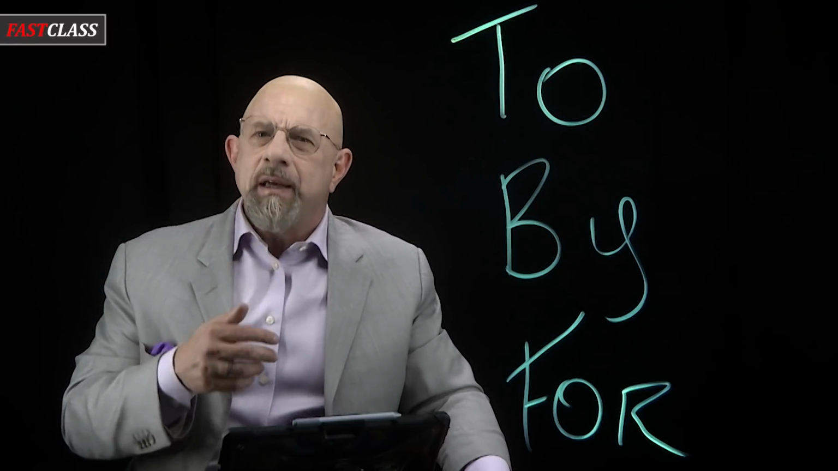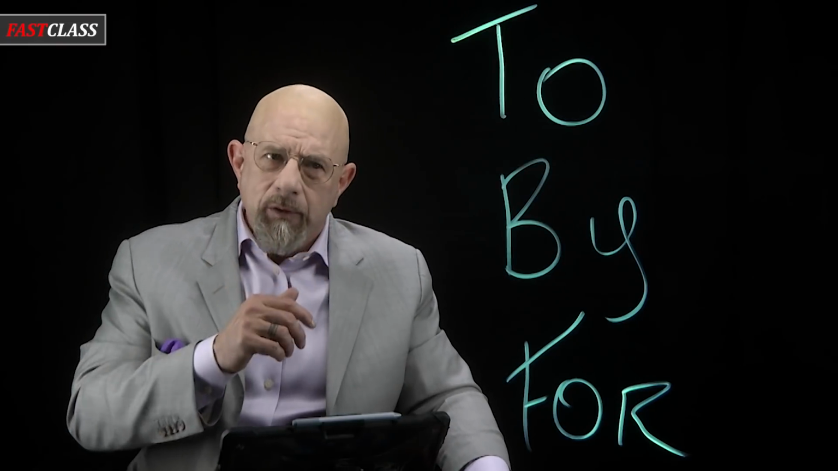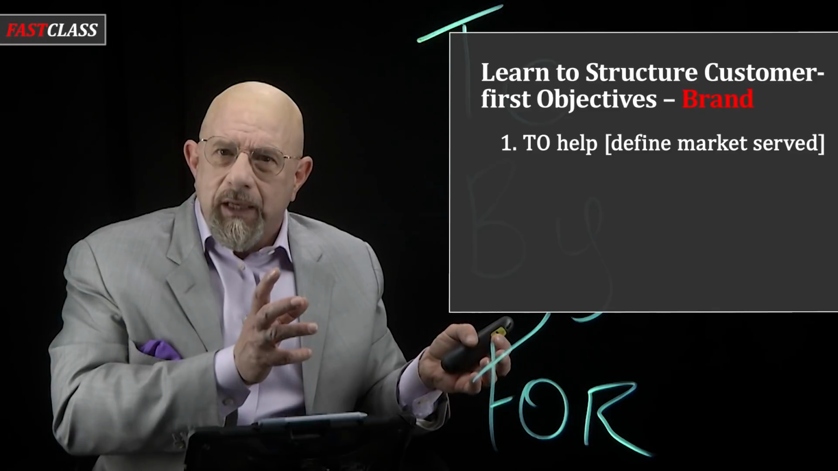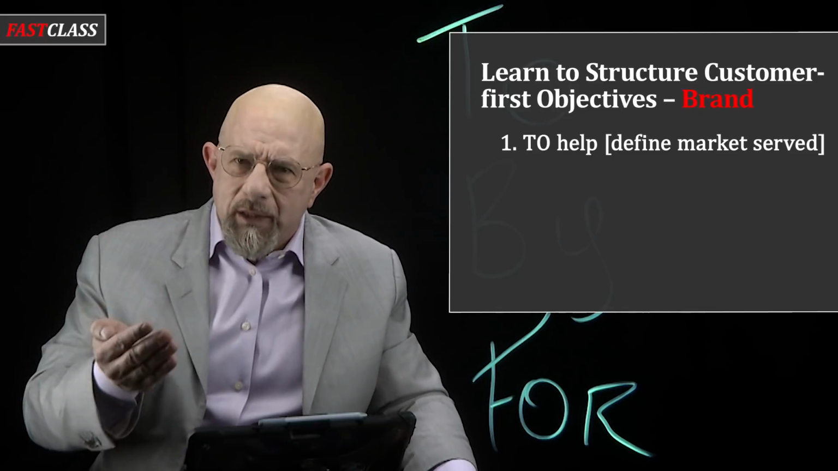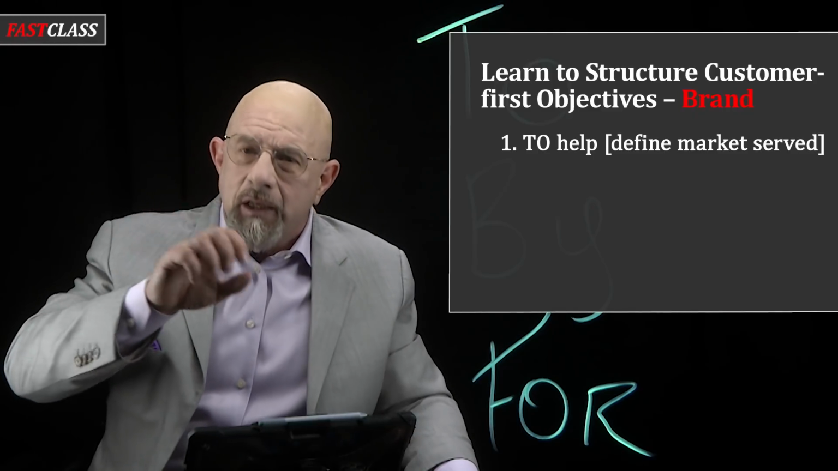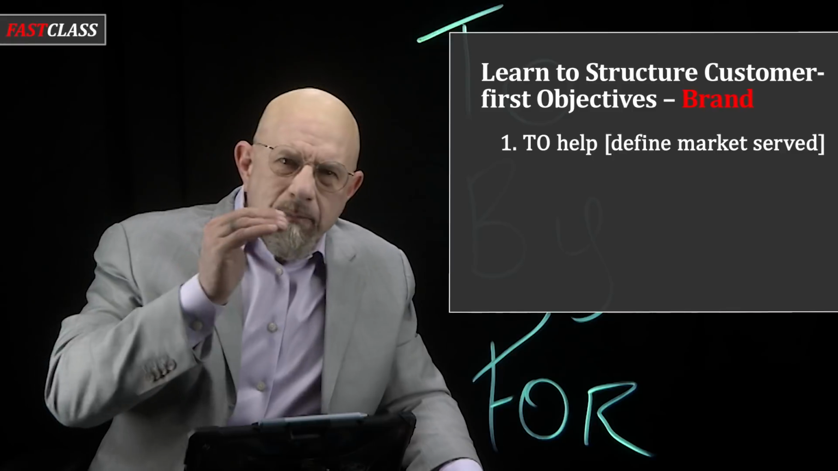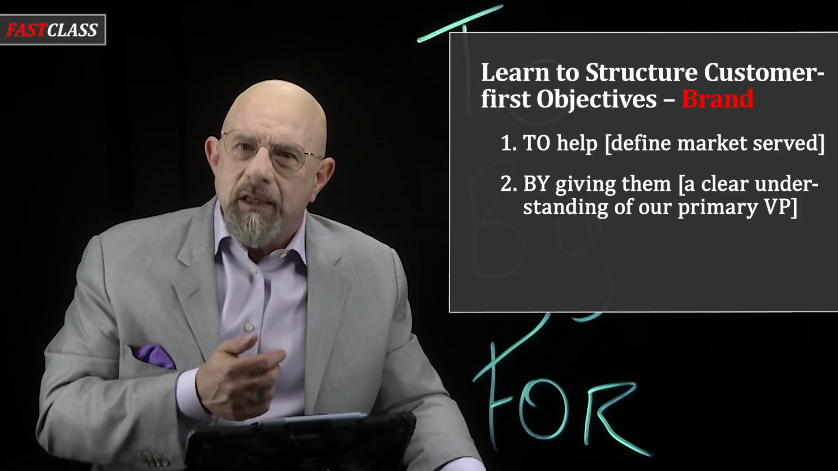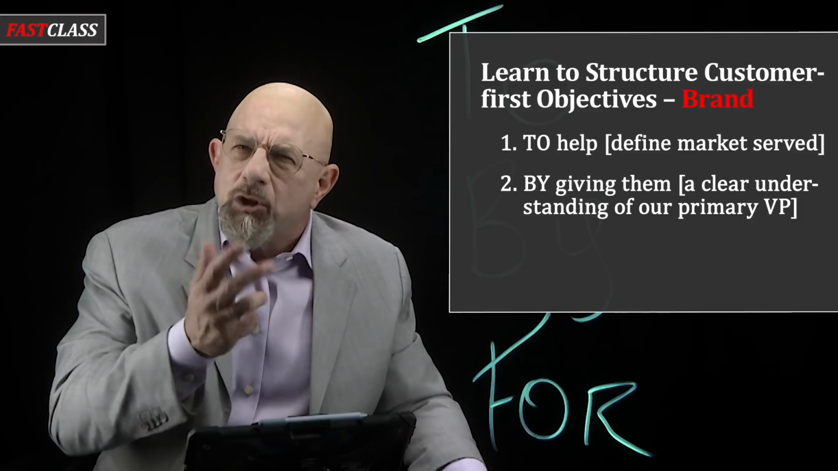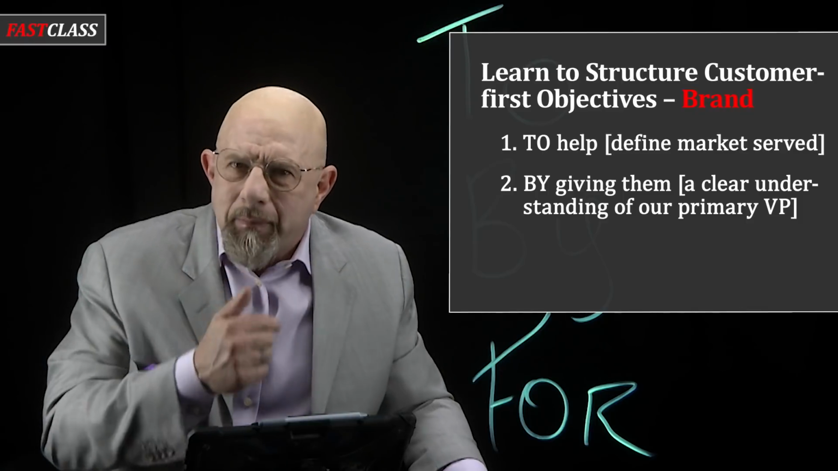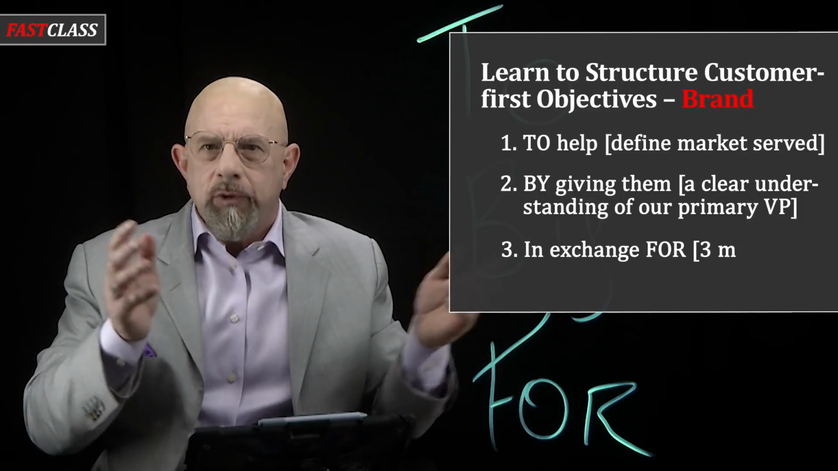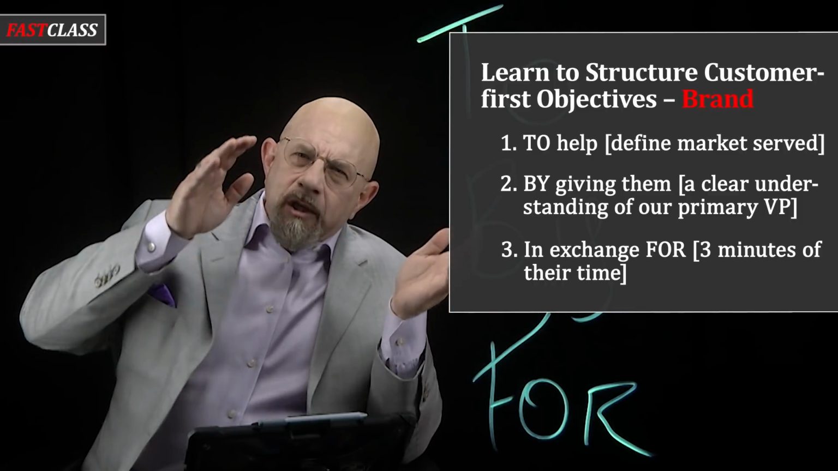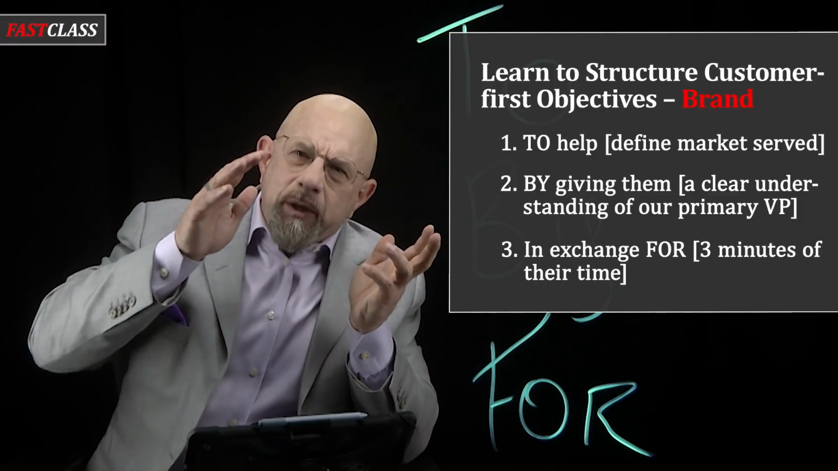Let me show you by talking about ways we could use this to help Ilya focus her page. Number one, to help, and then you've got to put in that person you've defined. And if you don't know how to do that, see a previous session where we set up 5 questions to ask to tame your data. So I'm just going to keep that defined market served to help by giving them, now this is where it starts to change. In this first case, it's a clear understanding of the primary value proposition. That's your company's main value proposition. That's what a big brand might do. And you're doing it in exchange for 3 minutes of their time, or 2 minutes of their time, or 5 minutes of their time. In this case, you're impacting them by trying to own a position in their mind.